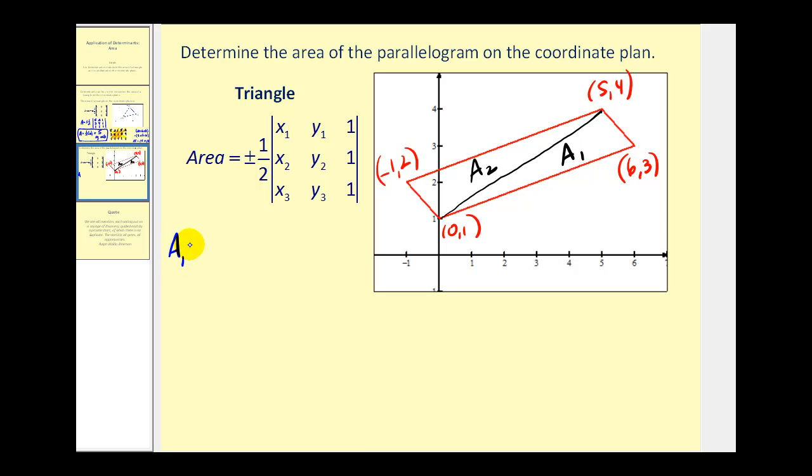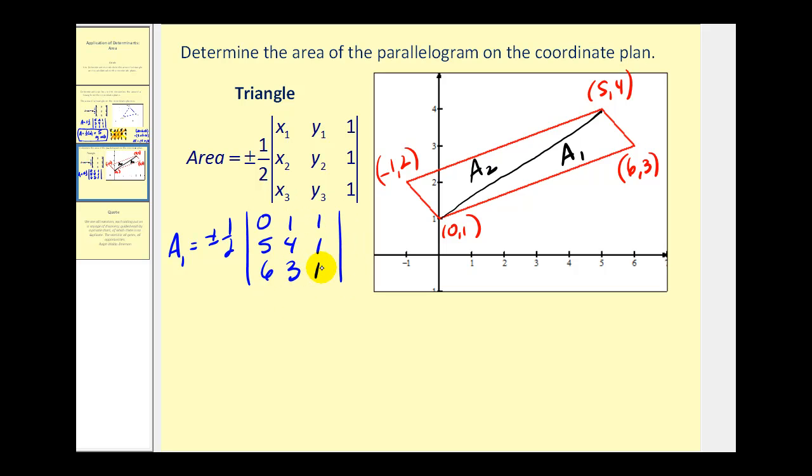So area 1 is going to equal plus or minus 1/2 times the value of a 3 by 3 determinant. So let's go ahead and set this up. Let's start with the point 0, 1. So this first row will be 0, 1, 1. Let's go to this point here. So we'll have 5, 4, 1. And the last point will be 6, 3. So 6, 3, 1. Let's go ahead and find the value of this determinant.